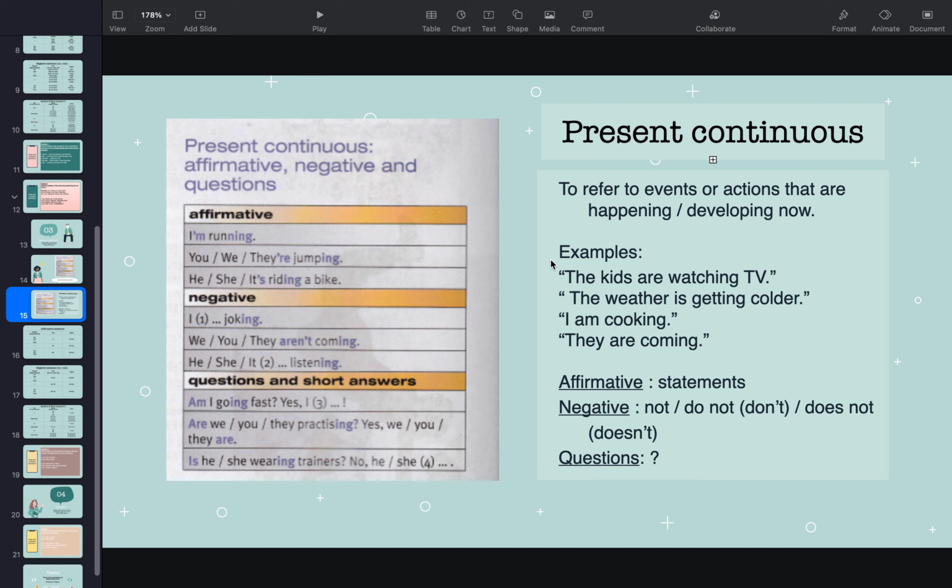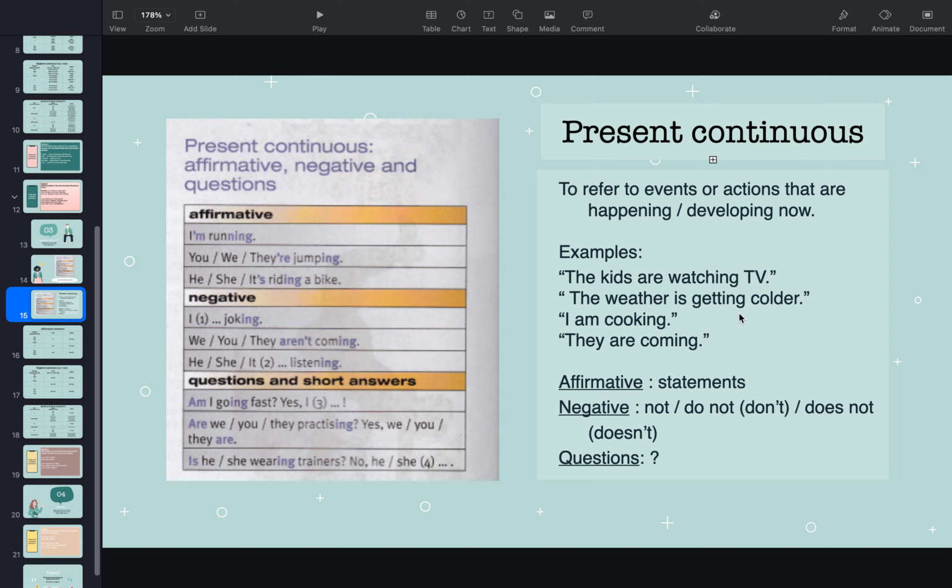Ni, teacher ada bagi saya examples. I did provide you with some examples here. The kids are watching TV. Budak-budak tu tengah tengok TV. So, mereka sedang menonton TV. They are watching the TV right now. Sekarang ni, sedang tengok TV.